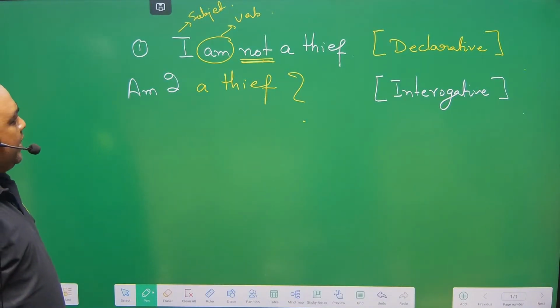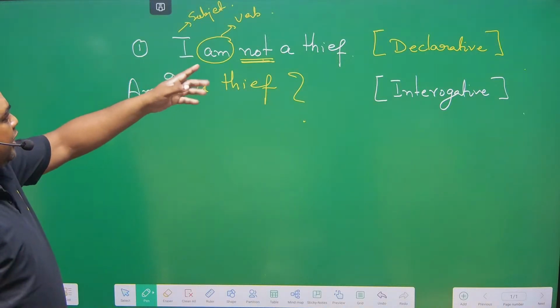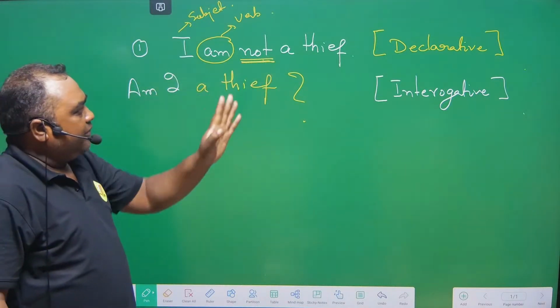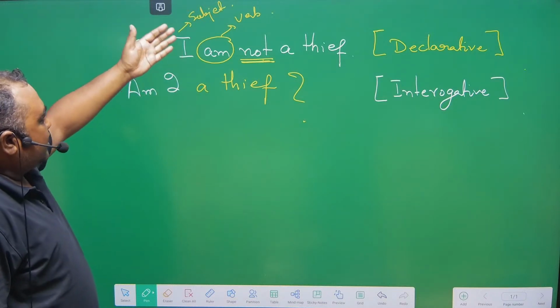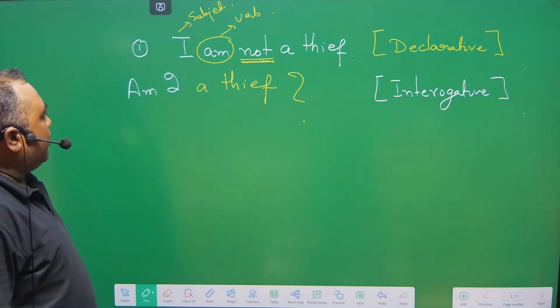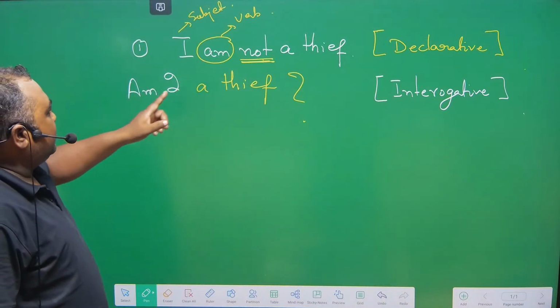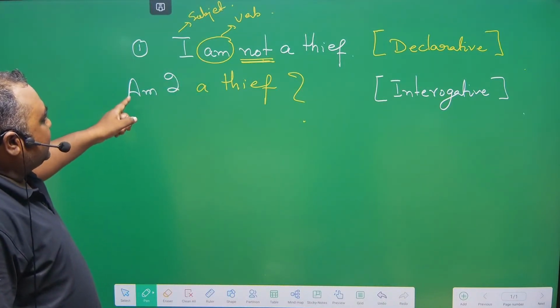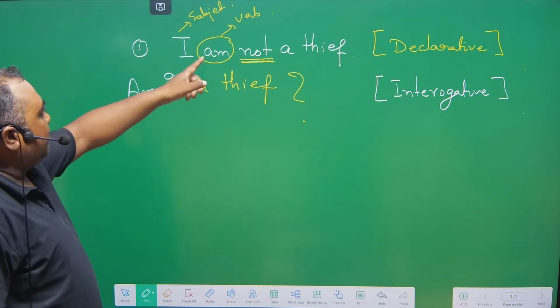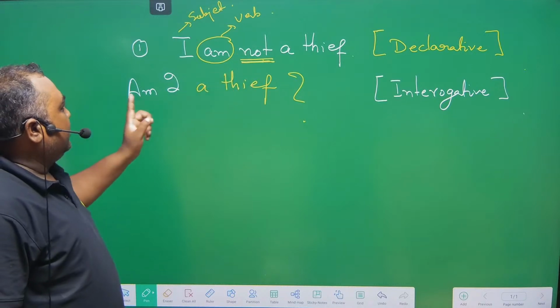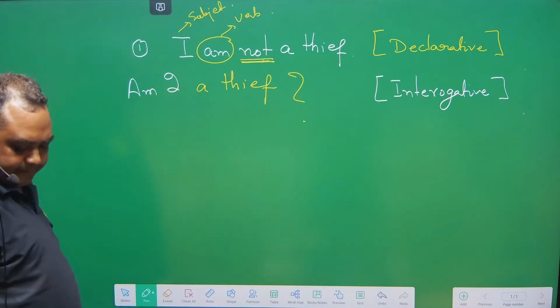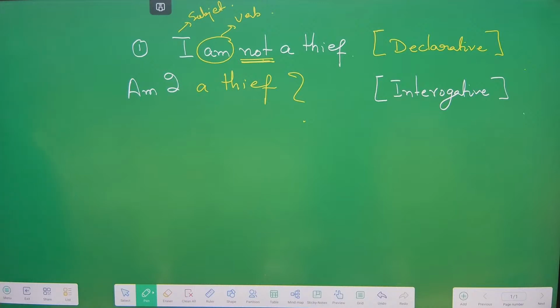So I hope, students, all of you understood it well. I am not a thief. This one is in declarative form. So we have transformed it into interrogative form. What did I do? I just started the sentence with the verb. Afterwards, I put the subject and I have omitted not. Am I a thief? Write it down, students.